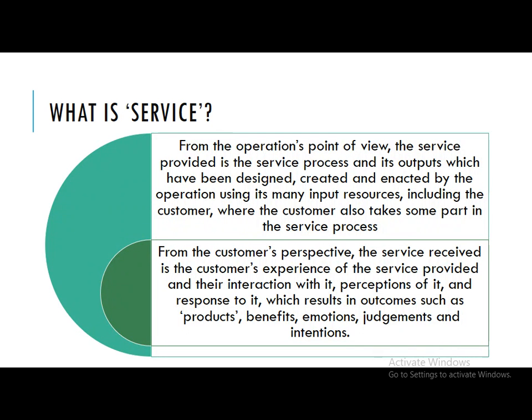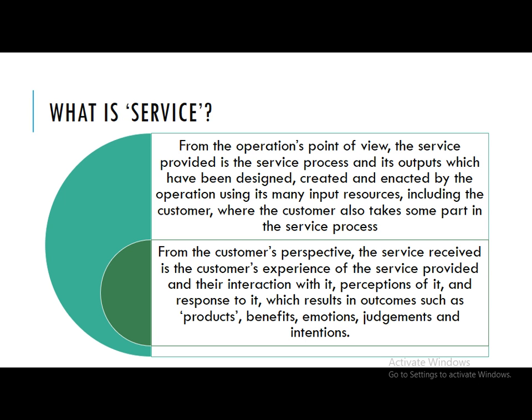We have seen two points of view, the operations point of view and the customer's point of view. From the operations point of view, the service provided is the service process and its output, which has been designed, created, and enacted by the operation using its many input resources, including the customer, where the customer also takes some part in the service process.